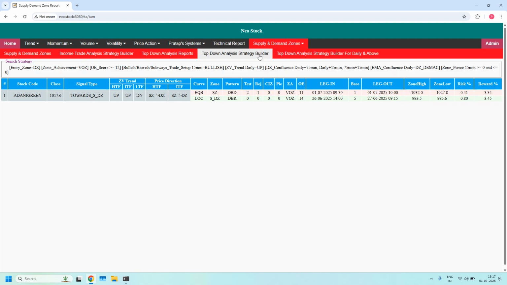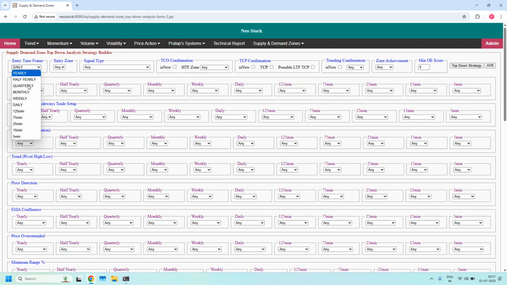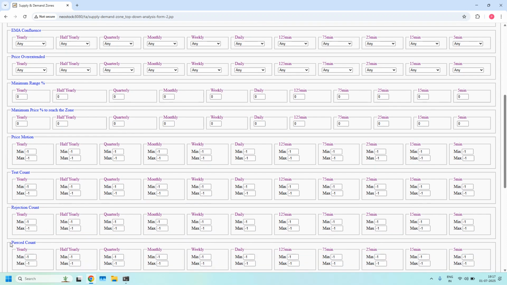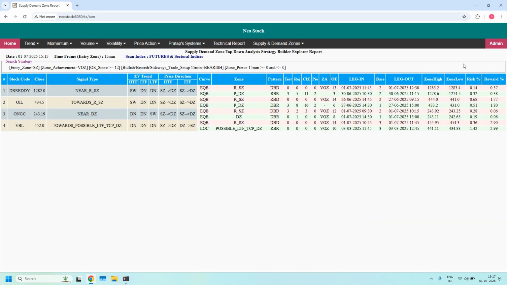Next, we will look into bearish trade setup for daily income trade. Entry time frame 15 minutes, entry zone supply zone, bullish or bearish. At 15 minutes, I am selecting bearish. Zone achievement VOZ, minimum order enhancer score 12. And also the 15 minutes supply zone should not be pierced. So in the pierced count parameter at 15 minutes time frame, minimum value should be 0 and maximum value should be 0. Now let's filter the stocks.